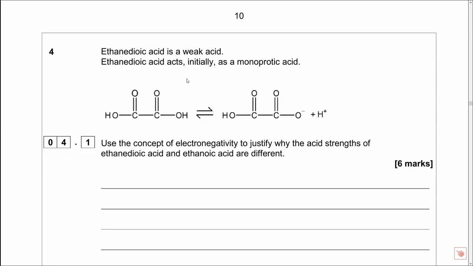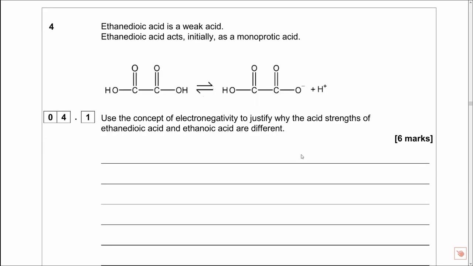So ethane dioic acid is a weak acid. Ethane dioic acid acts initially as a monoprotic acid. Use the concept of electronegativity to justify why the acid strengths of the ethane dioic acid and ethanoic acid are different. Wow, I've never seen a question like this. Six marks as well.